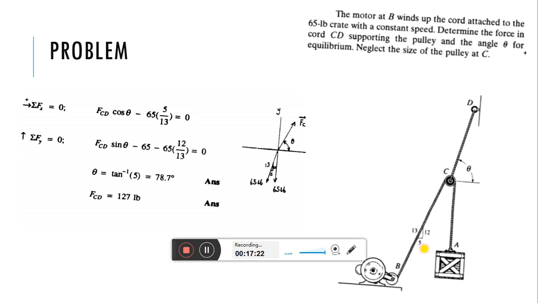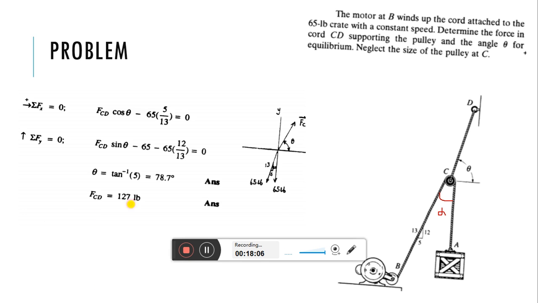And also, for the geometrical information, 5, 12 and 13 is given. So you are asked to find out this angle theta. Here this is the y direction. This angle we suppose is not theta, because theta is already given, so this is alpha. So this alpha you need to find out.